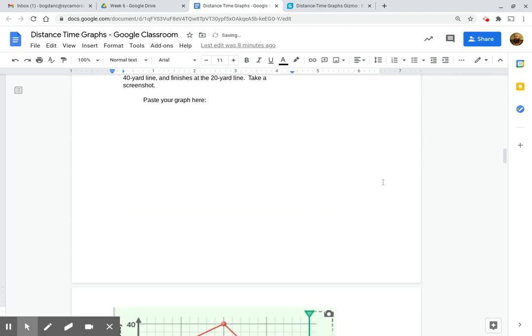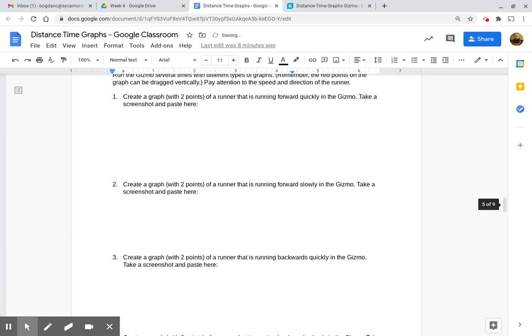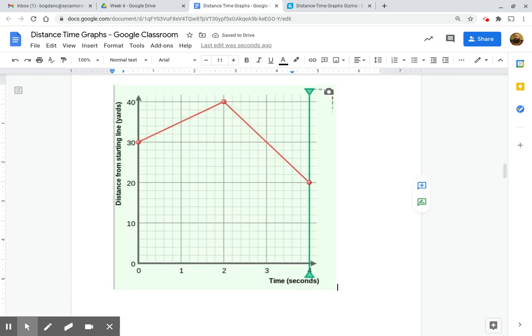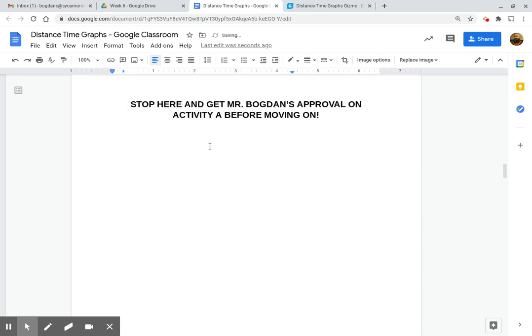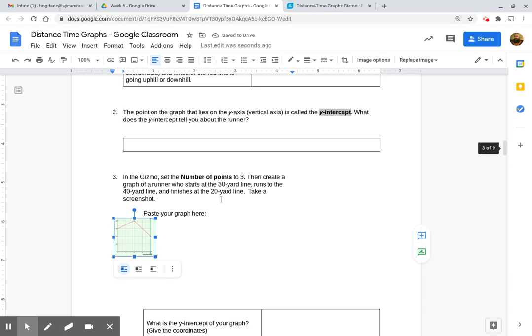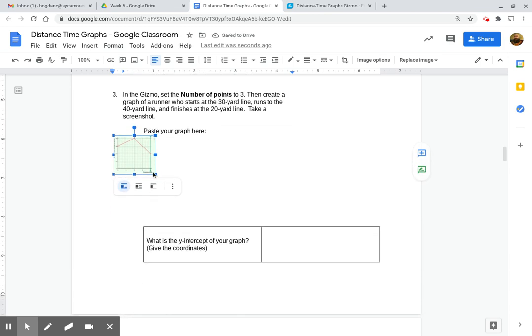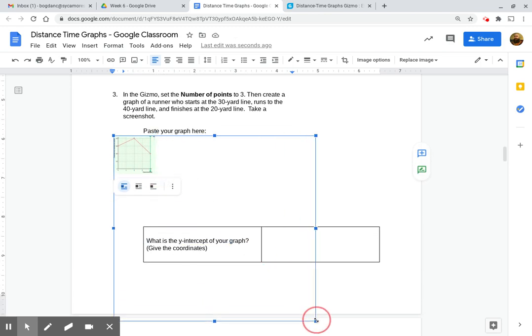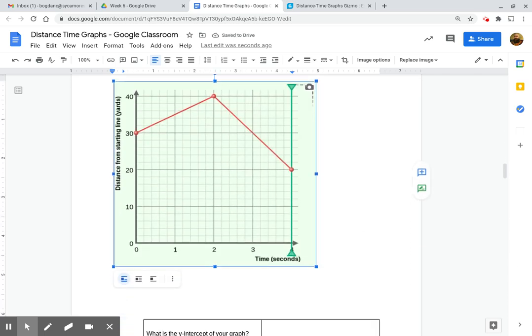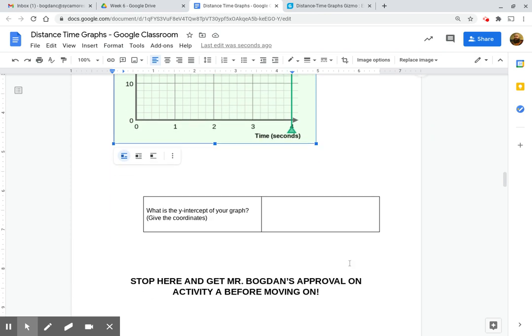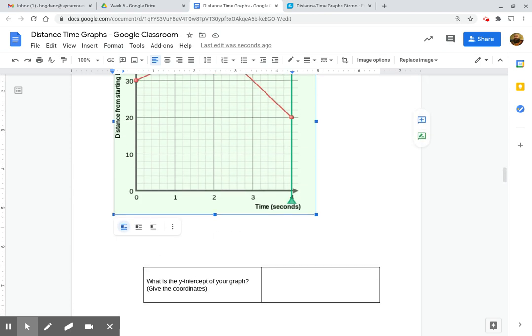Now, if it does something like this and is really big and makes everything move down, I don't care. This actually makes it easy for Mr. Bogdan to see. Very easy for Mr. Bogdan to grade. Make it easy for Mr. Bogdan to grade and we'll be fine. I don't care about how much space it takes up.